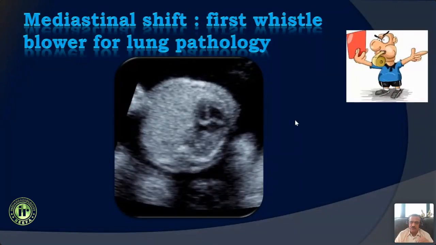And the first whistleblower is a mediastinal shift. So here, for example, we can see that the entire mediastinum is shifted to the right, but the apex of the heart is still pointing to the left. And that's a classical mediastinal shift. And this is the first whistleblower that something is wrong in the thorax or in the lung.